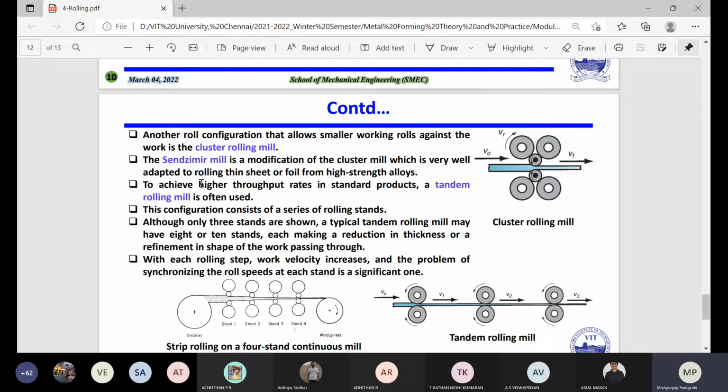Then one more thing is the Sendzimir mill, which is a modification of the cluster rolling mill, in which there is very well adapted rolling of thin flexible foil from high strength alloy.